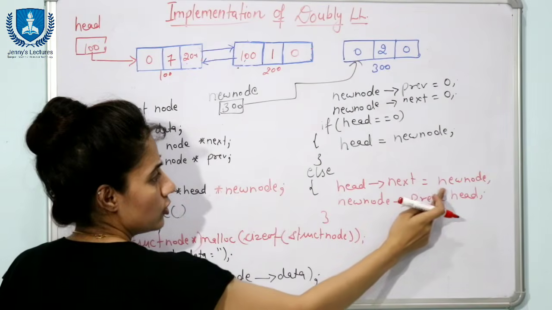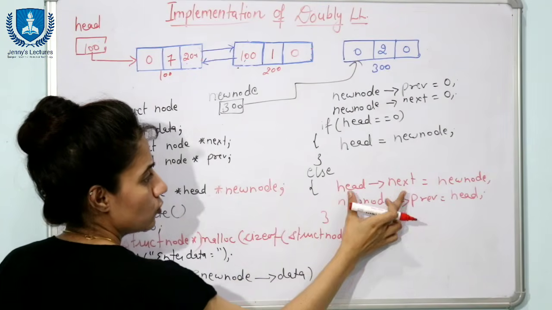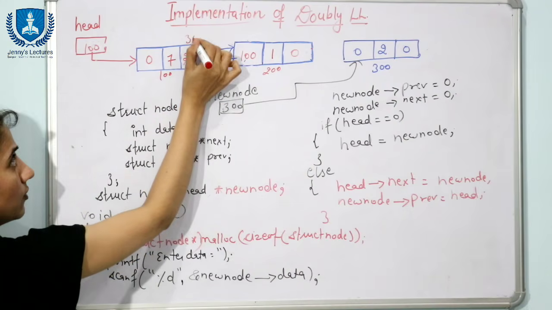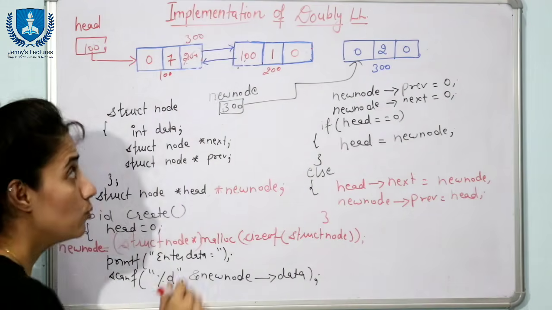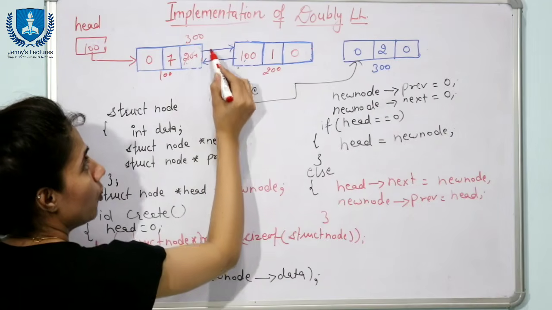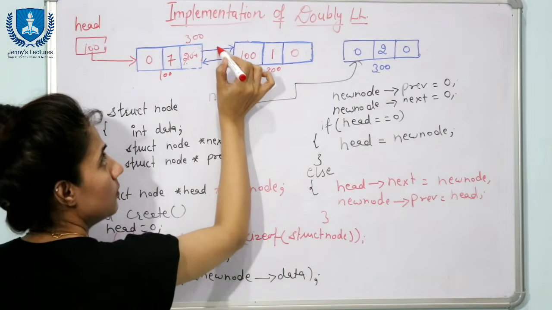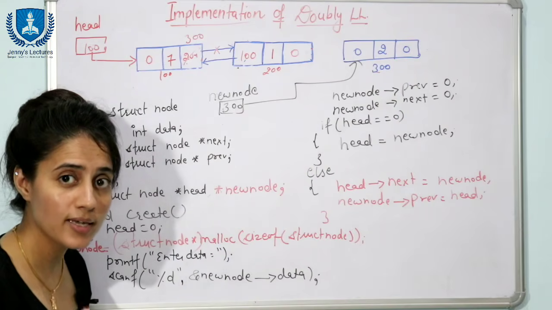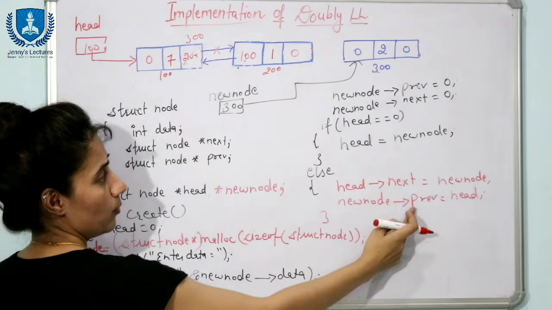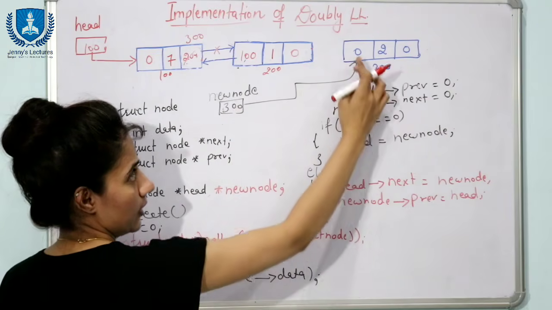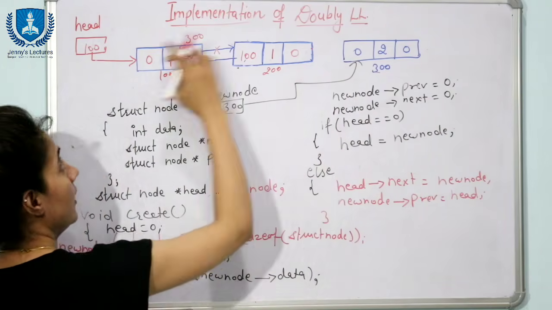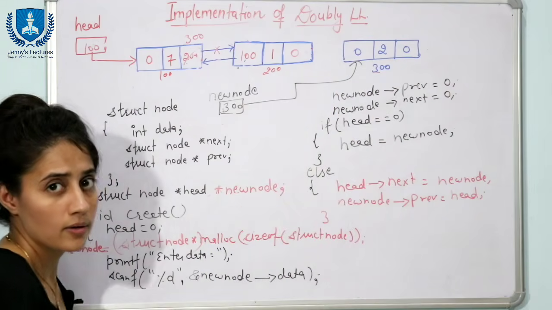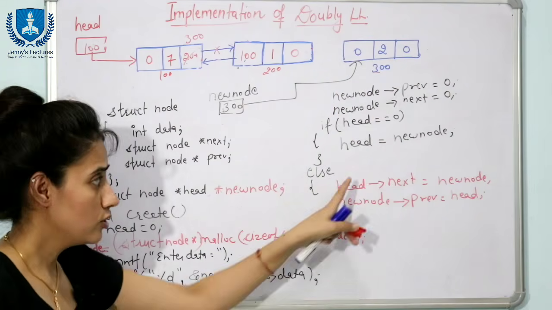So now according to this logic, the new node, this 300, would be stored in head next. Head of next, that is here. So here 300. It means what? This pointer is now pointing to this node 300. It means this link has been broken. But that should not be the case. In the next line also, new node previous is equal to head. Head means 100, so it is pointing to here. So now this is also pointing to here. That is not correct. So this logic is not correct.